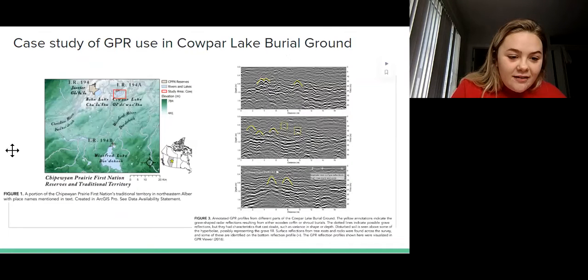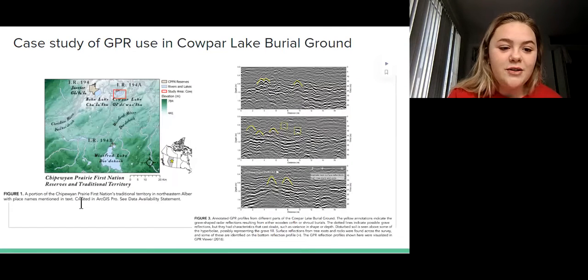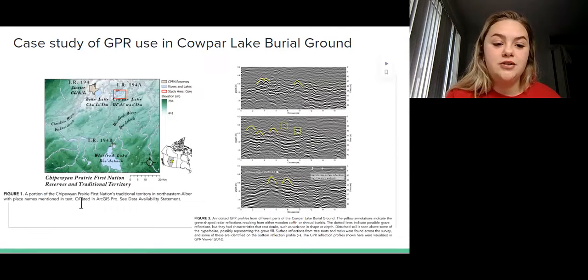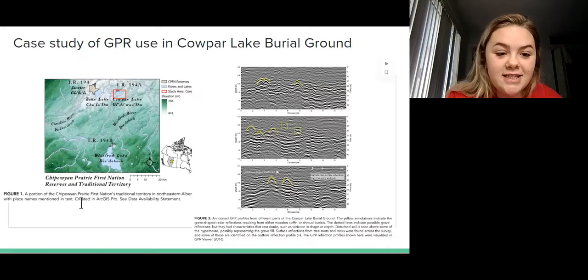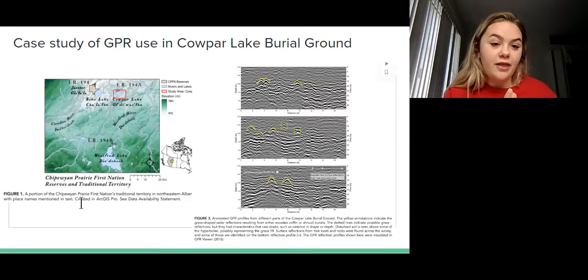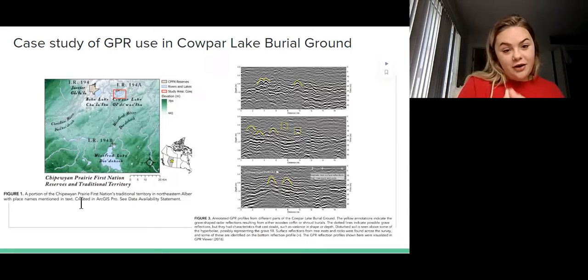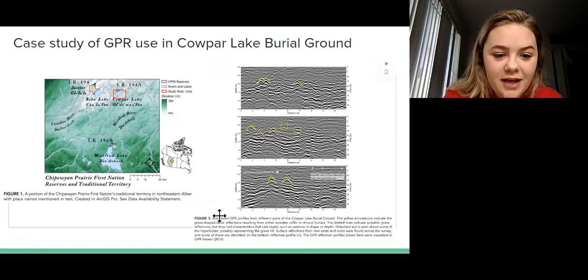So this is kind of the area. So this is figure 1. That's where you can see a portion of the traditional territory and the study area that's in focus, where the unmarked grave cemetery is located.